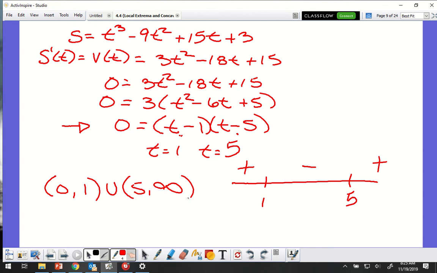So it means that the distance is increasing from 0 to 1. Okay, and then in between 1 and 5, it's coming back, isn't it? It's coming back, and then at 5, it goes away again.